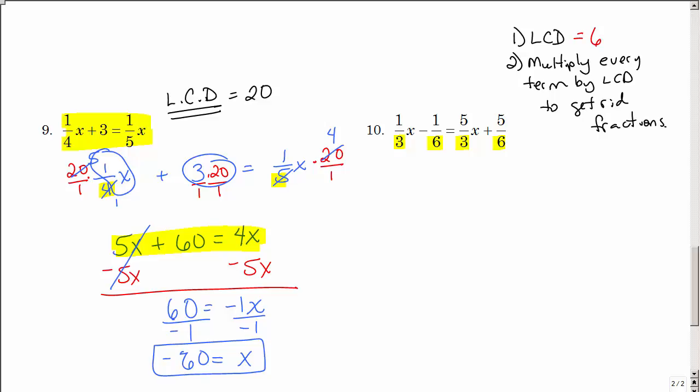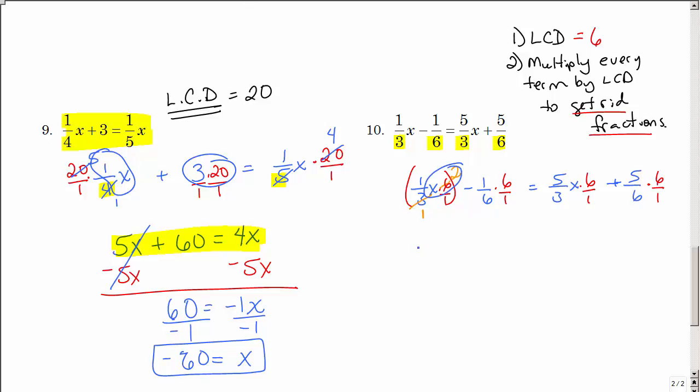All right, so again, I'm going to write this problem where I have a little bit more room to do my multiplication. So I'm going to multiply this times 6 over 1, this times 6 over 1, this times 6 over 1, and that times 6 over 1. And remember what I'm going to do to get rid of my fractions. So if I've chosen the right LCD, this is going to work. Meaning 3 goes into 6 2 times, and there's nothing left in the denominator.